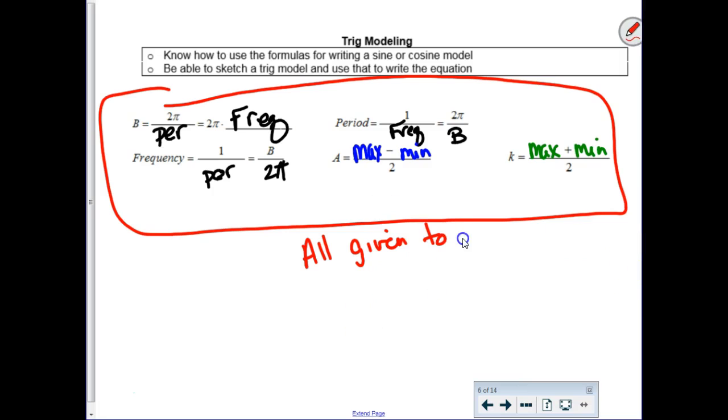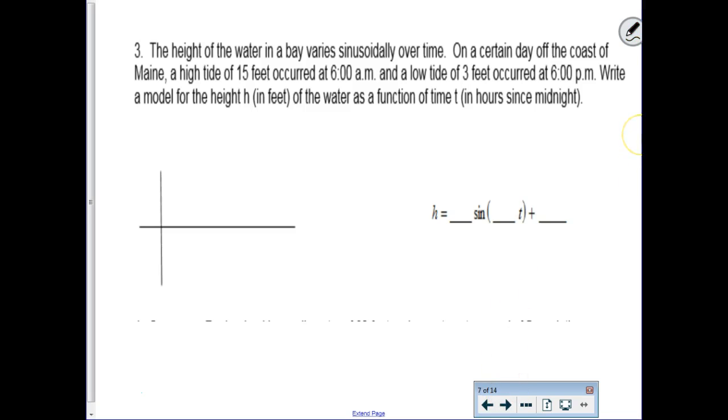Okay, all given to you on the test. So you're welcome. In fact, I think I literally wrote "you're welcome" on the test. So I really, really encourage you guys to start by drawing the picture here. I think it helps tremendously.